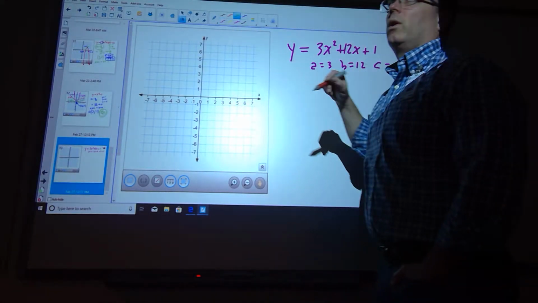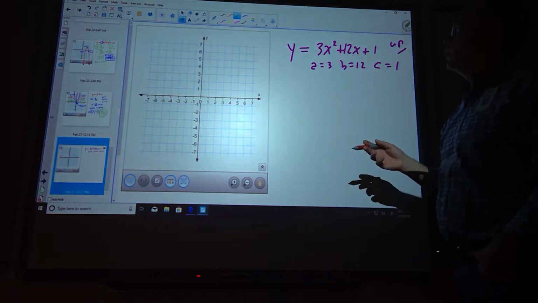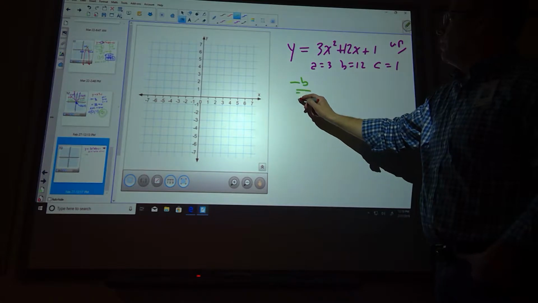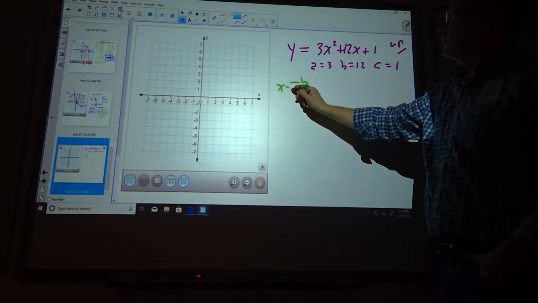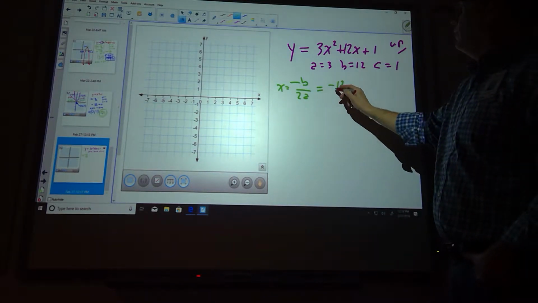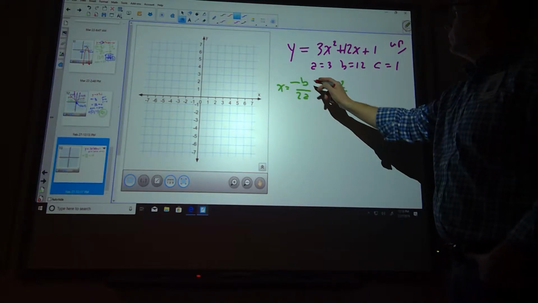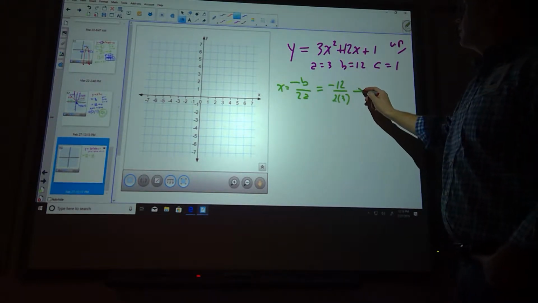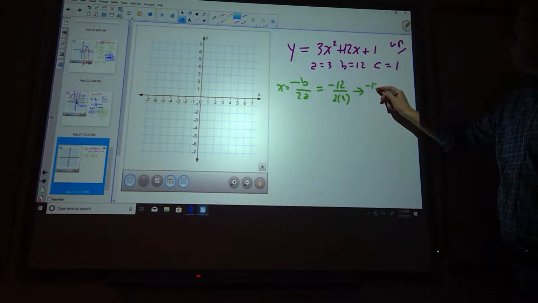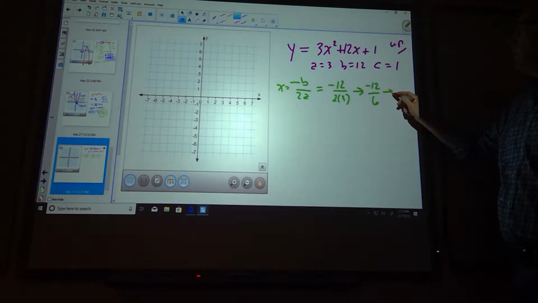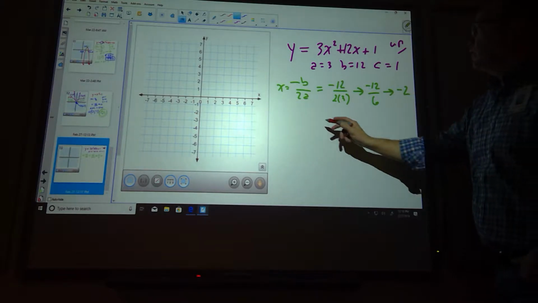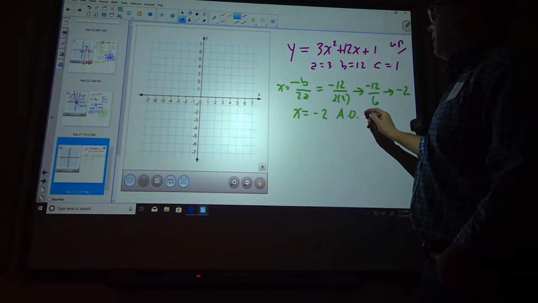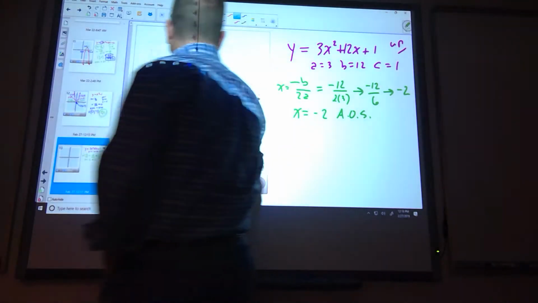And of course, I made this one up off the cuff, so it's going to be some weird things. So I'm going to go negative b over 2a. That's what my x is equal to. So I get negative 12, because that's my b value, the negative comes along, times 2 times 3. So that's going to give me negative 12 over 6, which gives me negative 2. So x equals negative 2 is my axis of symmetry. We'll call that AOS. So axis of symmetry is right here.